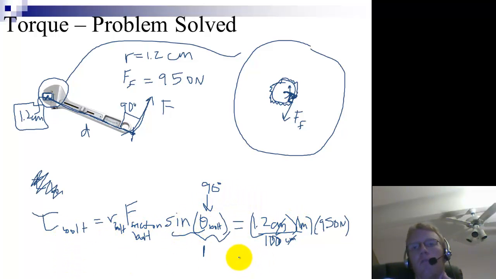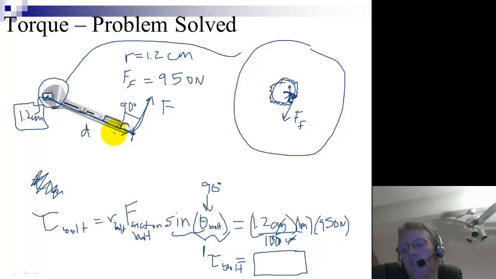So the torque on the bolt is 950 divided by 100, that's 9.5, times 1.2. Yikes, I can't do this in my head, I'm too tired. Type it in your calculator and get an answer, and that will be the torque, tau, on the bolt. Fantastic. So if we wanted to unscrew this bolt, because our radius is a heck of a lot bigger than the radius of the bolt, the longer this wrench is, the less force we need.